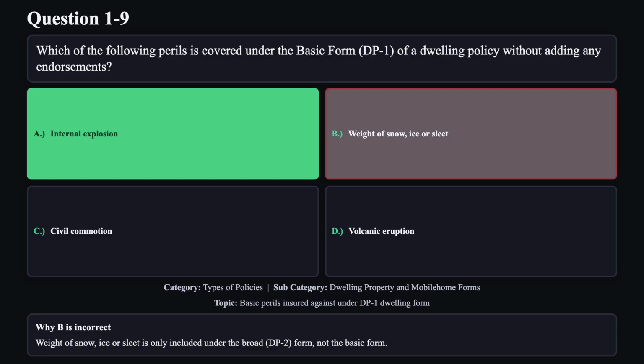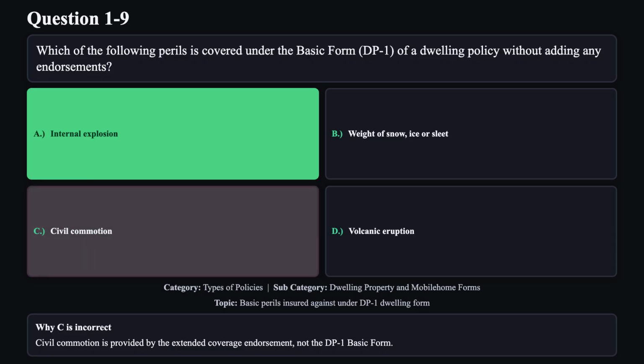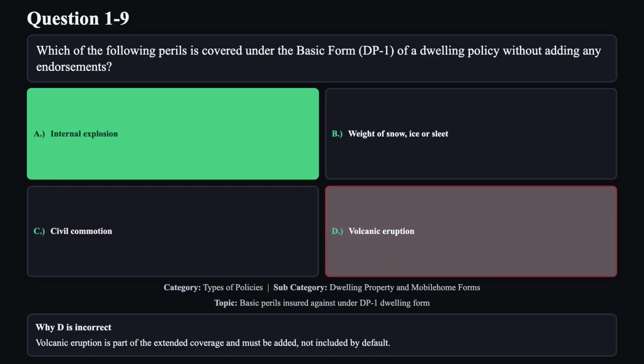Reason B is not correct. Weight of snow, ice, or sleet is only included under the broad DP2 form, not the basic form. Reason C is not correct. Civil commotion is provided by the extended coverage endorsement, not the DP1 basic form. Reason D is not correct. Volcanic eruption is part of the extended coverage and must be added, not included by default.